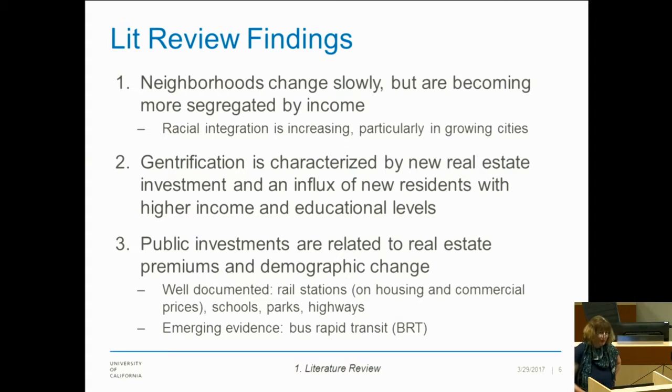In brief, here's what we found in the literature review. We found that neighborhood change is very slow, but over time we're seeing more income segregation and less racial segregation. Gentrification is characterized by two factors: new real estate investment and an influx of new residents with higher incomes and higher educational levels. There's very little research on public investment as a cause of gentrification. What we do know is that rail stations, schools, parks, and other investments are related to real estate premiums and also some forms of demographic change.